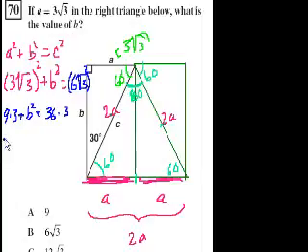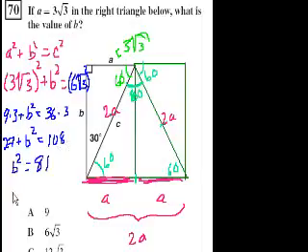And so that's 27 plus b squared is equal to 36 times 3 is 108. Subtract 27 from both sides. B squared is equal to 81. B is equal to 9. And so that is choice A.